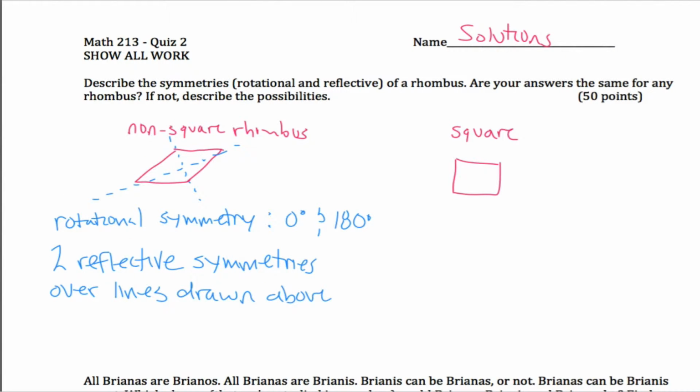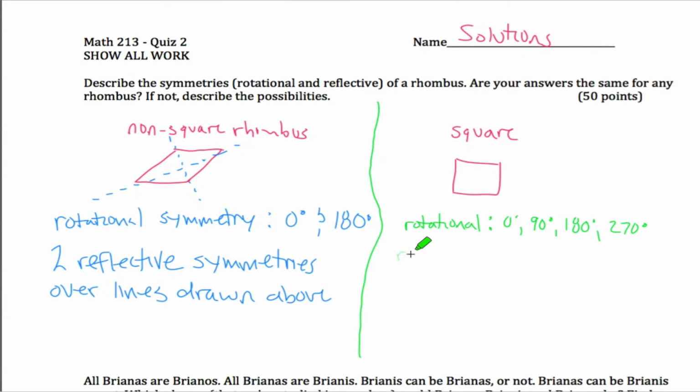What about for a square? Because again, a square is a special type of rhombus. So when I just talk about the symmetries of a rhombus, I don't know if I'm talking about this one or this one. So I guess I should describe these. Well, these are a little bit easier as long as you recognize the square as a rhombus and you consider this case in the first place. Rotational, we get 0 degrees. We always get that one. 90 degrees, 180 degrees, and 270 degrees. So we have 4 rotational symmetries.